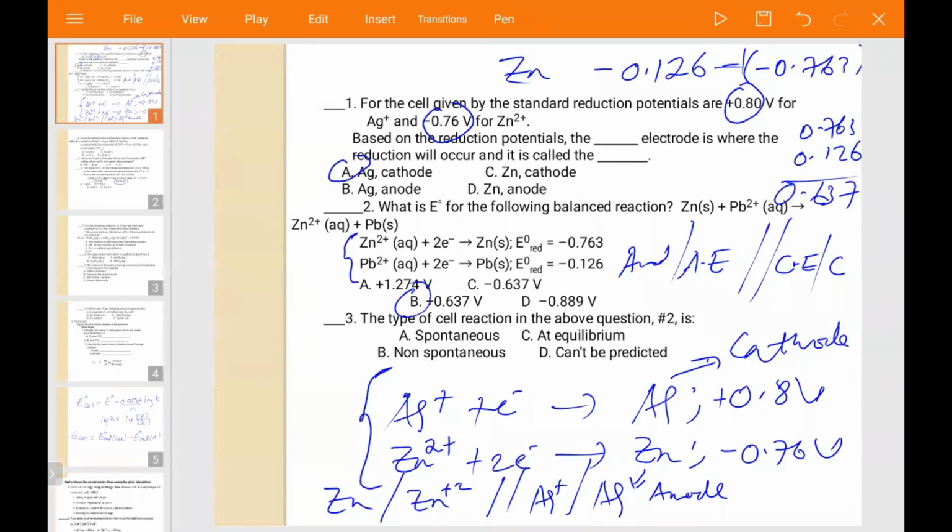Number 3: the type of cell reaction in the above question. Is it spontaneous, non-spontaneous, at equilibrium, or cannot be predicted? Already we know the values, we have got the answer: E of cell is positive, 0.637. By using this value you can answer number 3.